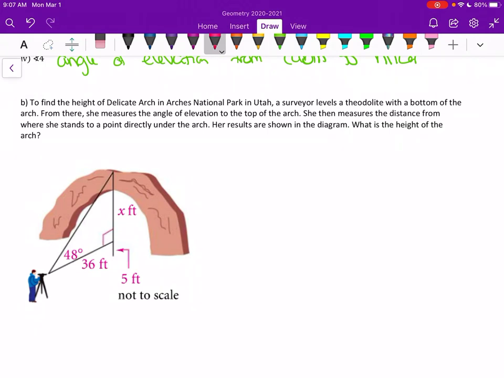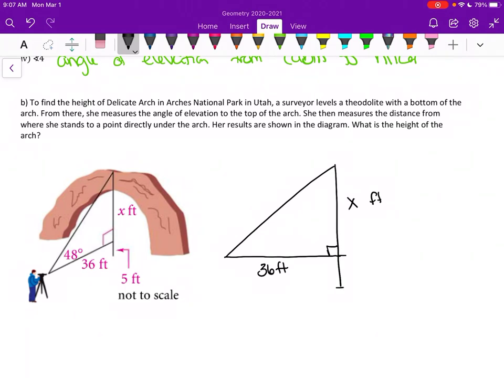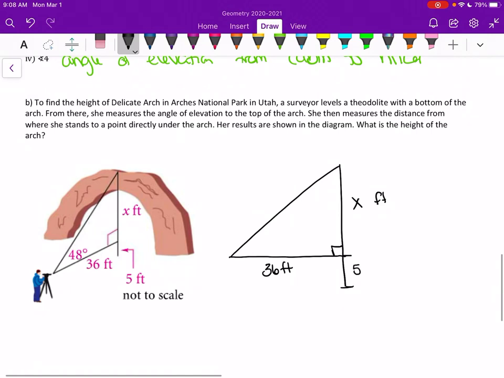Okay, so I'm going to draw this triangle separately. So if I draw my triangle so that it looks like a right triangle, I have 36 feet here. I have X feet here. I know this little piece down here is 5 feet. And then I know this right here is 48 degrees, okay? And we have an angle of elevation, right? Angle of elevation means I'm going from her horizontal line of sight up. And her horizontal line of sight, of course, starts 5 feet above the ground because that's how tall she is, okay? Short like me. Yes. Gotta love those short people.